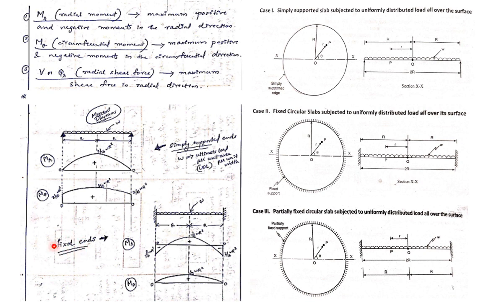And if the end conditions are fixed, how are the moments varying? MR and M theta are varying like this. So where do you get this nature of variation, and also where do we get this value, or how do we get the maximum values? We need to know the maximum values when we are designing the slab. So how to get this maximum value, that we can see.